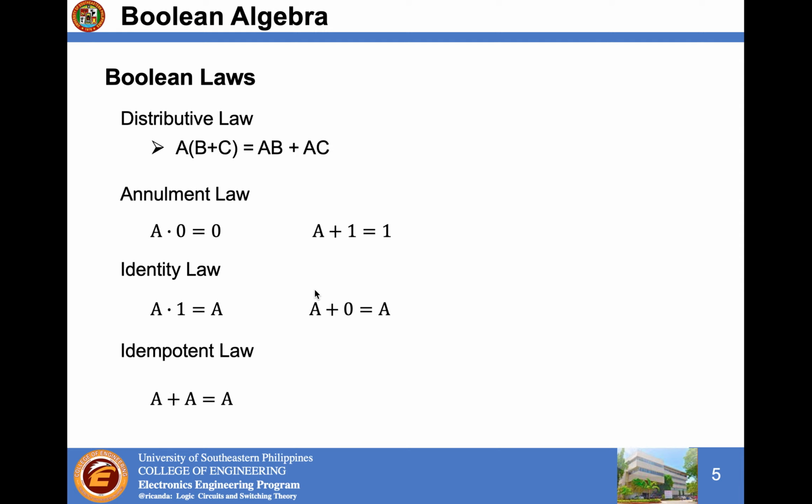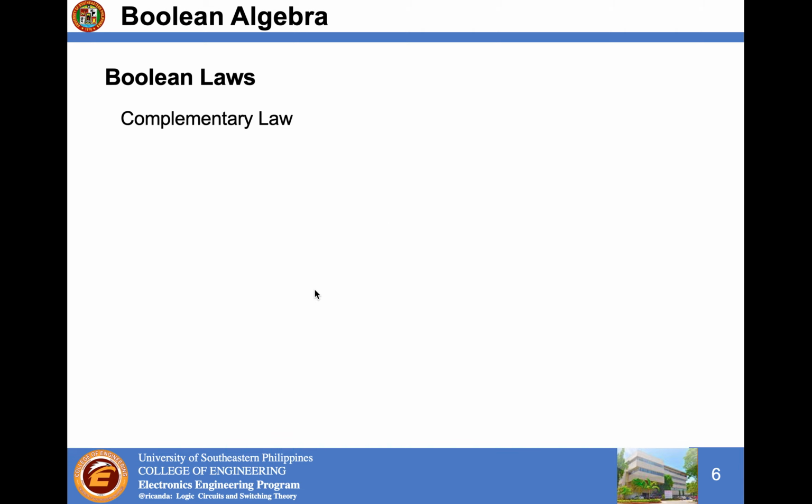Then we have the idempotent law. If we have A OR A, that is equal to A, or A AND A, that is the same as A. Then we have the complementary law. If we have A AND A bar, that is equivalent to 0. Or if we have A OR A bar, that is equivalent to 1. And we have the inversion or involution law, or the double negative. If we have A double bar, it is equivalent to A.